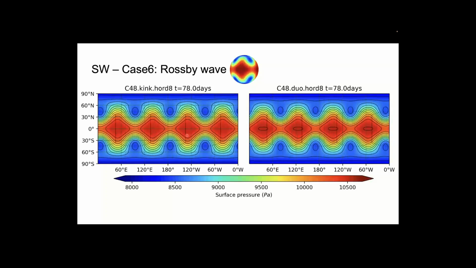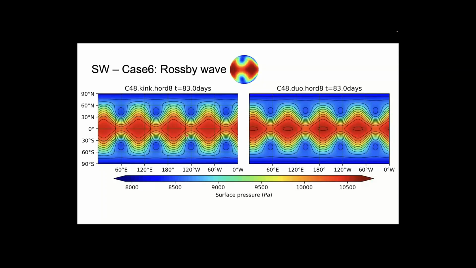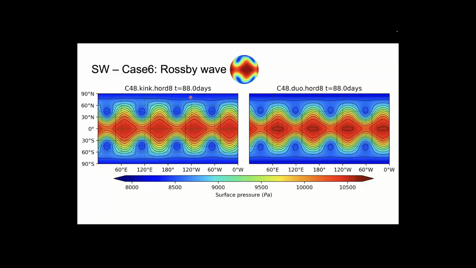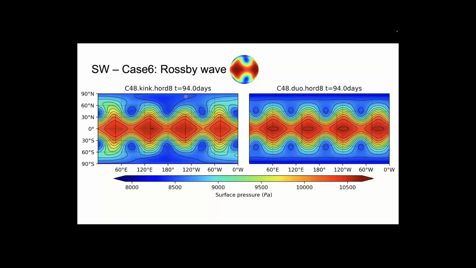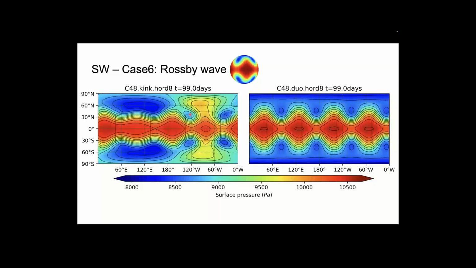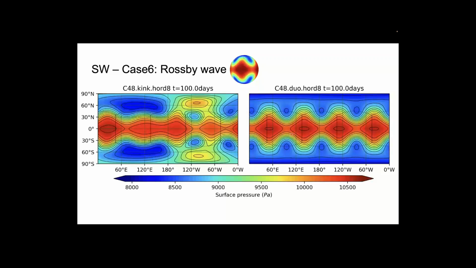Here, the original FE3 actually does a really nice job. It can maintain the wave for around 85 to 90 days, where this wave starts to break on the kinked grid. And for the geogrid, we are able to extend this Rossby wave for more than 100 days, breaking at 105 days. So this was a really nice improvement that we got when using the geogrid.